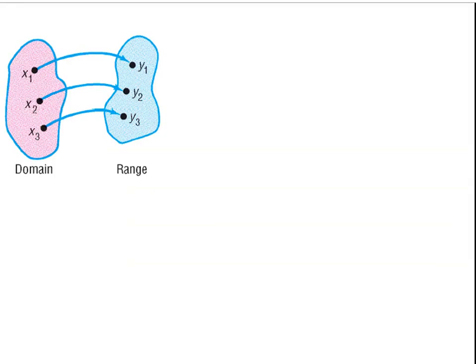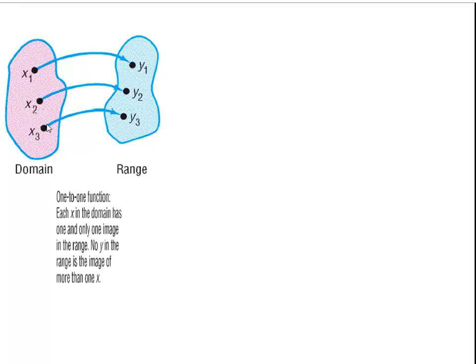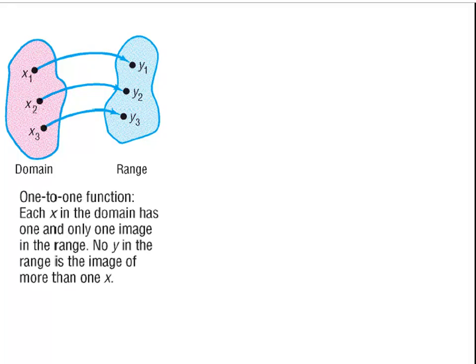So here's an example, a very generic visualization of a function. In this representation, first of all, this would be a function because each x value only goes to one y value. And this also would be one-to-one because each y value comes from one and only one x value. So we would call this a function, and we would also say that it's one-to-one.